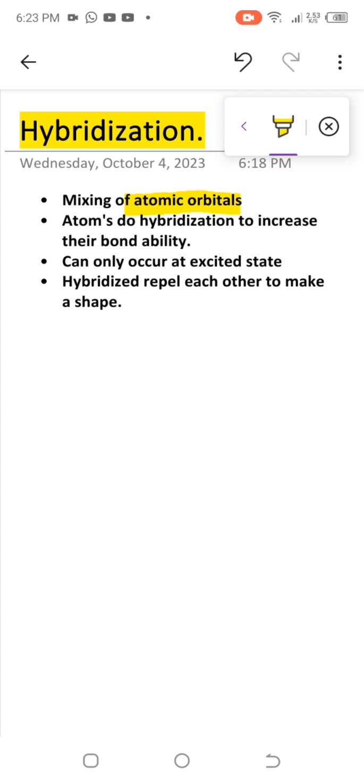हम hybridization करते ही क्यों हैं? Atoms do hybridization, atoms hybridization करते हैं, why? To increase their bond ability. बॉन्ड की एबिलिटी को बढ़ाने के लिए ये हाइब्रिडाइजेशन करते हैं, क्योंकि उनकी बॉन्ड की एबिलिटी बढ़े.